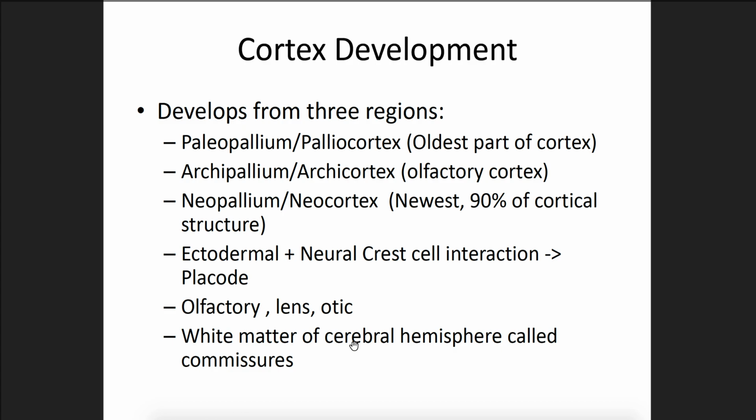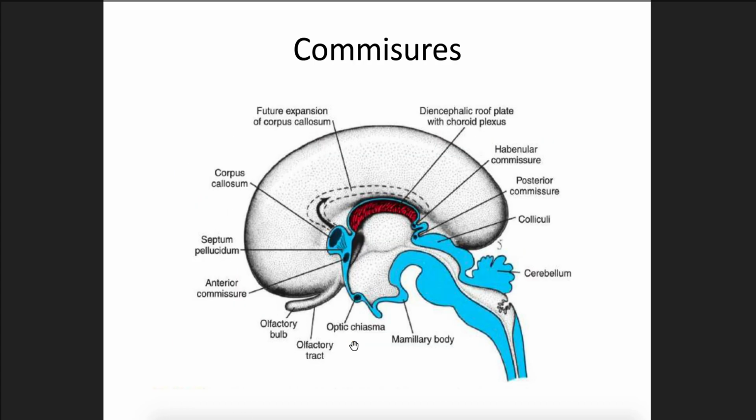Now, the detail of the hemispheres we will do when we discuss the subject of neuroanatomy. But for now, it is enough for you to know that white matter or bundles of fibers connecting different parts of the same hemisphere or connecting one part of the hemisphere with the other, they are called commissures. Now, this is a picture where I want to show you some of the commissures that develop.